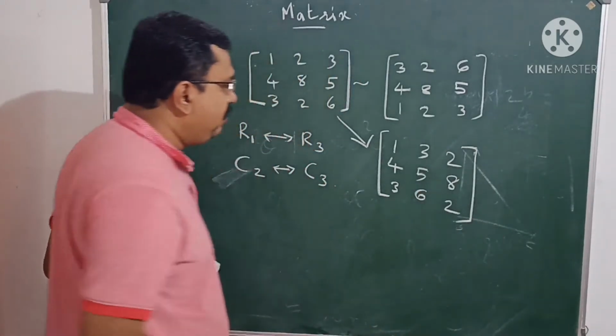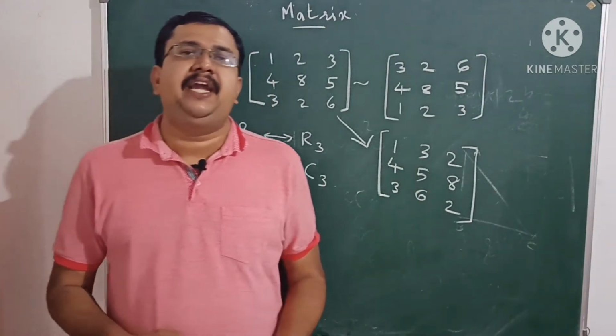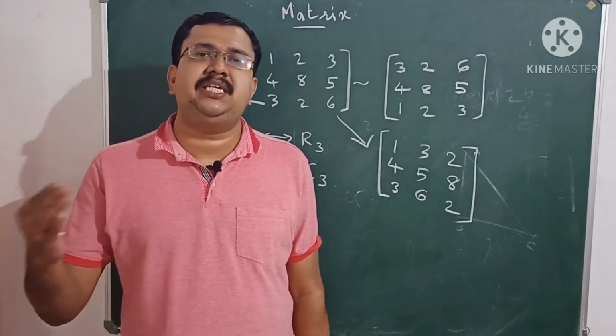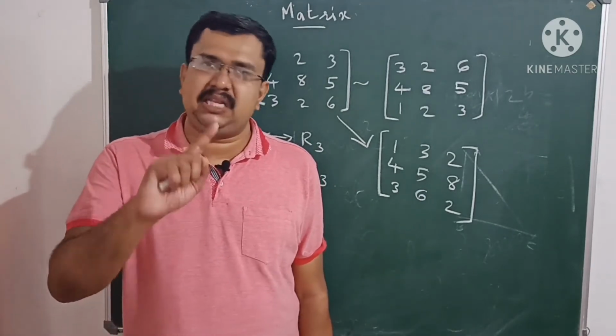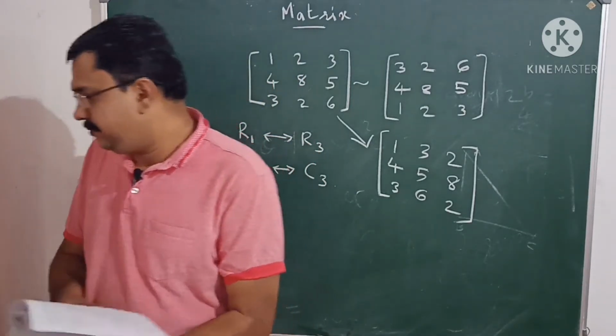Okay, this is our operation. The first elementary operation is interchange of any 2 rows or we can interchange any 2 columns. That is our first operation. Now we can move to our second operation.